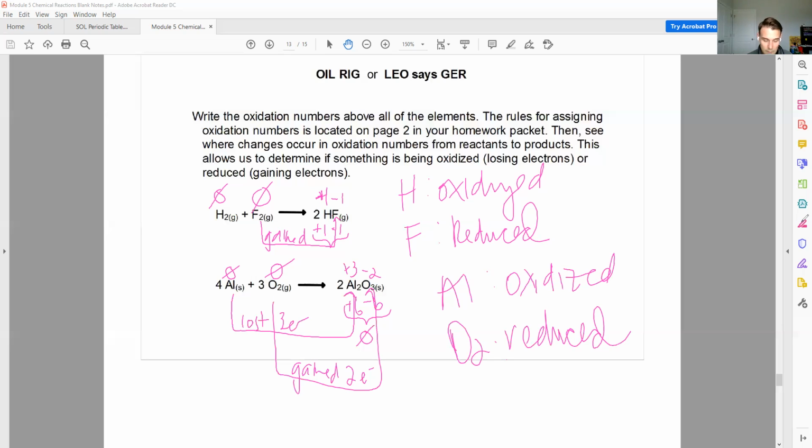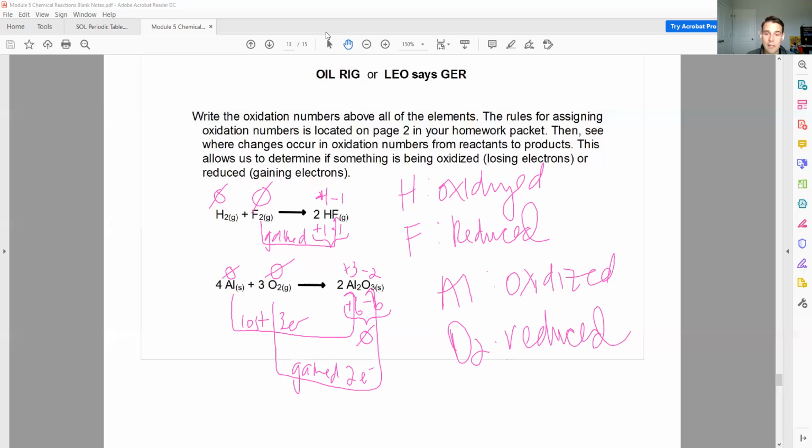Okay. Please keep in mind, only one thing can be oxidized and only one thing can be reduced. If you have only one thing being reduced and nothing being oxidized, then you did something wrong. If you've got 2 things being reduced, then you've done something wrong. So please keep that in mind. Only one thing can be oxidized and one thing can be reduced.